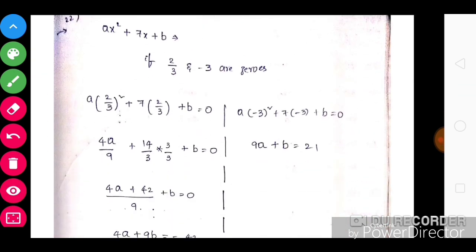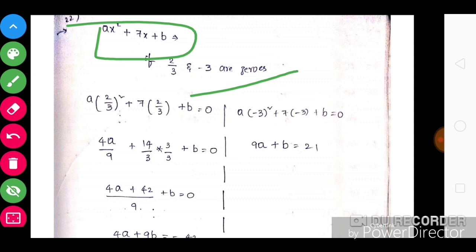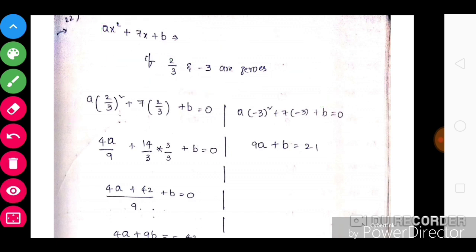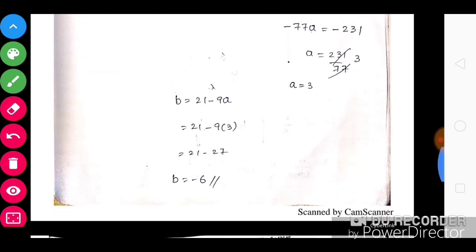Right? And this is very simple. x square plus ax plus b is equal to 0. Two zeros are given. We have to substitute first 2 and equate it to 0, and we have to substitute 3 and equate it to 0. So if we solve both these equations, we'll directly get the answers. So a is equal to 3, b is equal to minus 6.